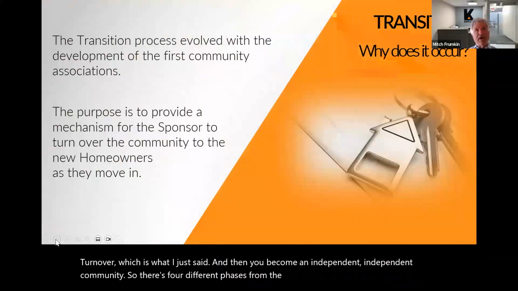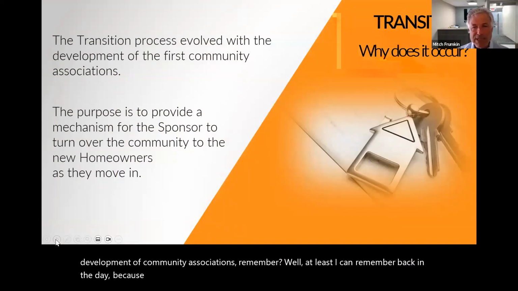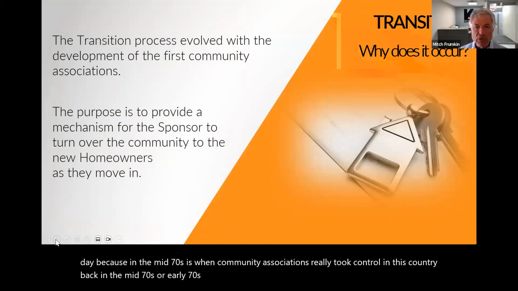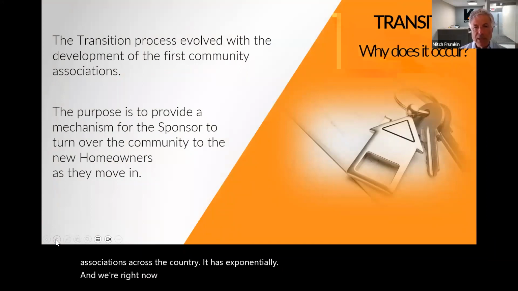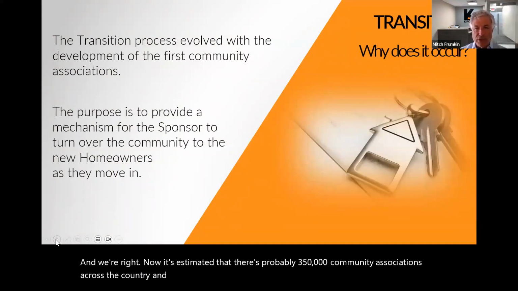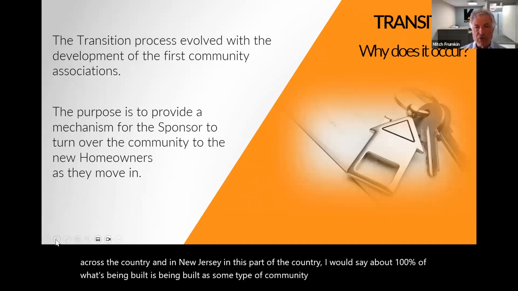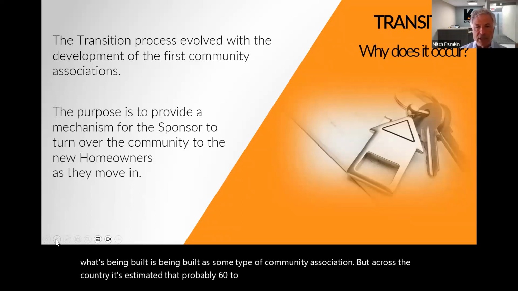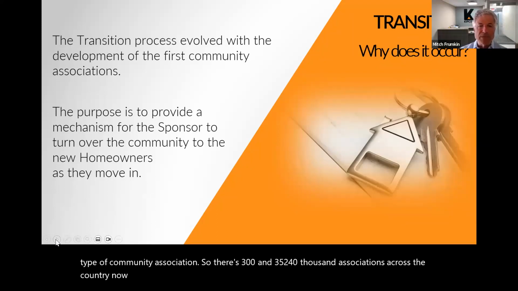The transition process evolved from the development of community associations. At least I can remember back in the day, in the mid-70s is when community associations really took hold in this country. Back in the early 70s, there were only about 10,000 community associations across the country. It has expanded exponentially, where right now it's estimated that there are probably 350,000 community associations. In New Jersey, in this part of the country, I would say about 100% of what's being built is being built as some type of community association. But across the country, it's estimated that probably 60 to 70% of residential housing is being built as some type of community association. So there are 340,000 associations across the country now, but it keeps on getting larger and larger.